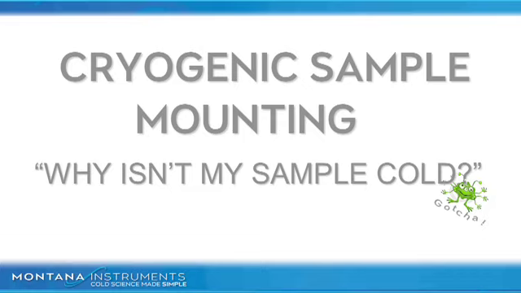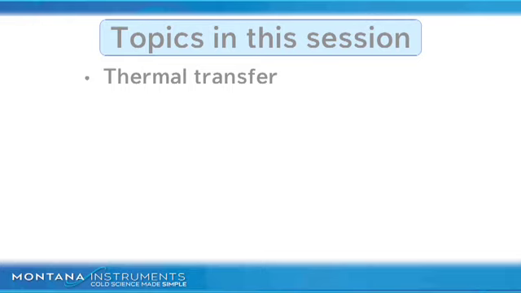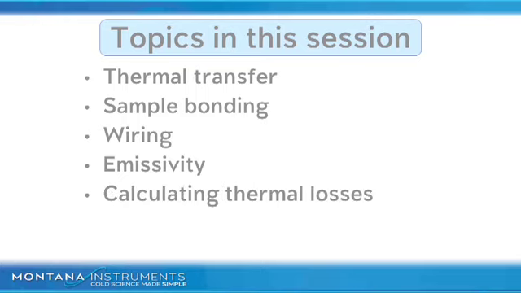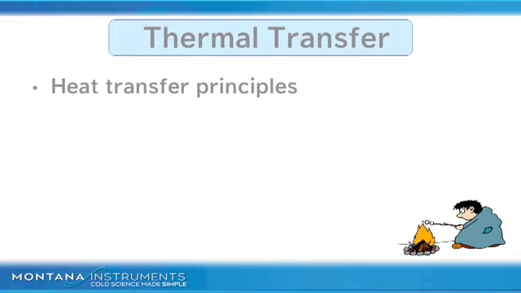the single-digit Kelvin range. We'll cover the basics of thermal transfer, how to mount your sample, sources of losses, including wiring, and radiation heat transfer through the windows. We'll talk about some standard ways of analyzing the magnitude of your losses and ways to connect to a sample that is being moved. Let's begin with some heat transfer principles.